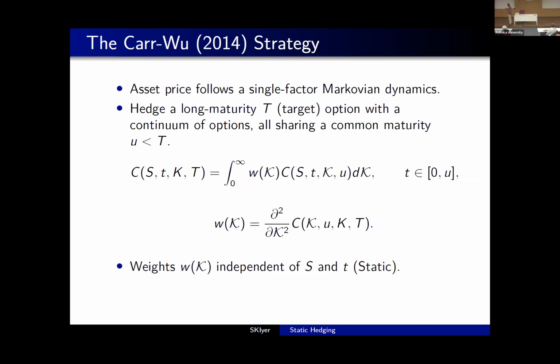Yeah, I'll give a short proof. So what is the question? This equation is exact, right? This equation is exact under the Markovian assumption. And so the first thing to notice is that these weights are independent of the price of the underlying and of small t. So that's why this is a static hedge.